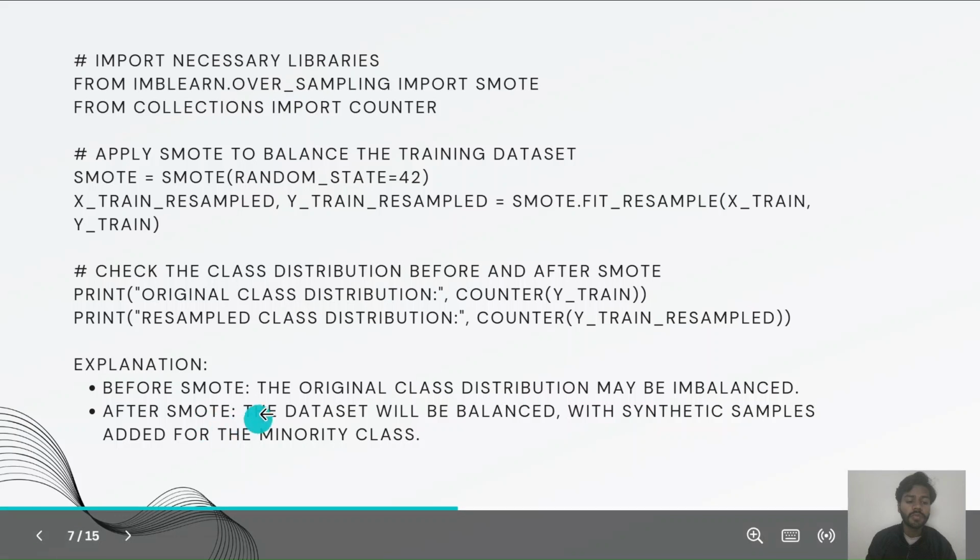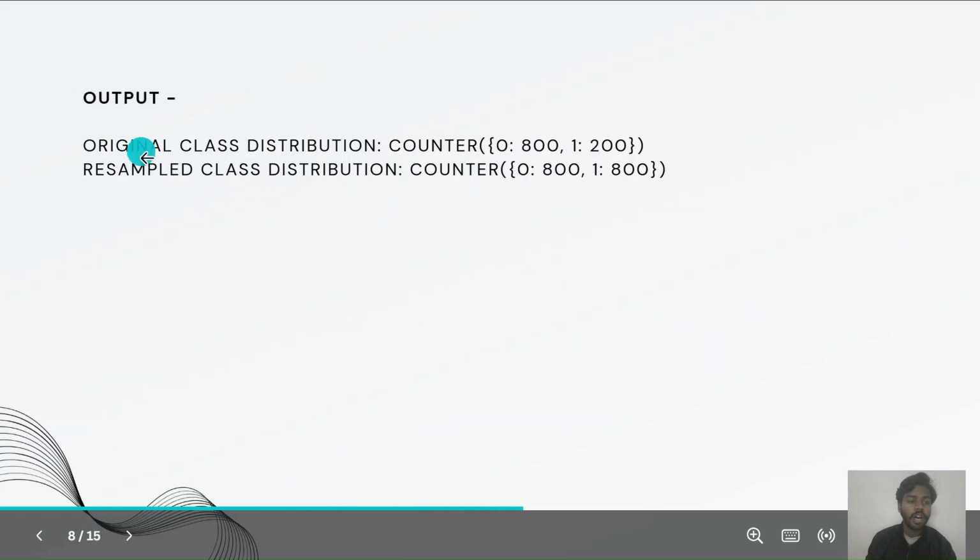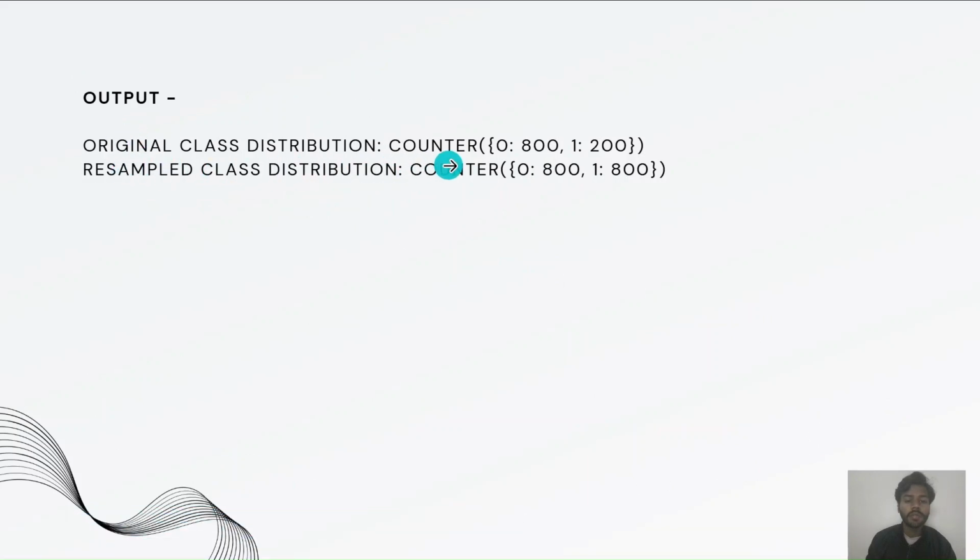Now, before SMOTE the original class distribution may be imbalanced, but after SMOTE the data set will be balanced with synthetic samples added for the minority class. Got it? So the output we get: original class distribution is Counter 0 is 800 and 1 is 200. And resampled class distribution Counter is 0 is 800 and 1 is 800.